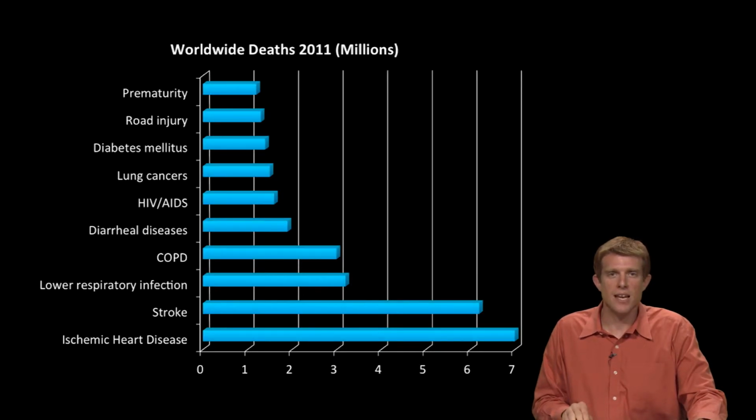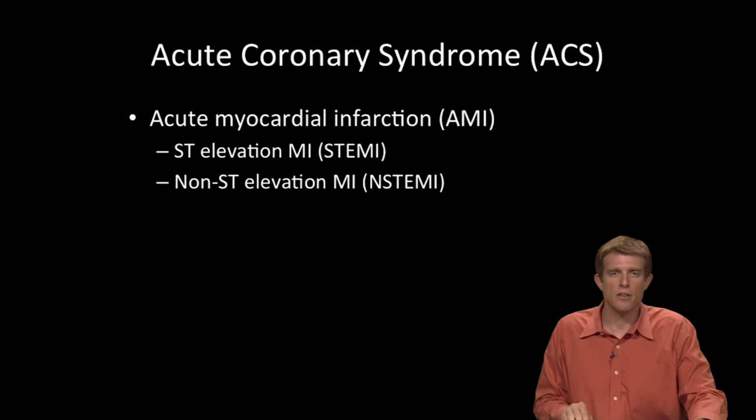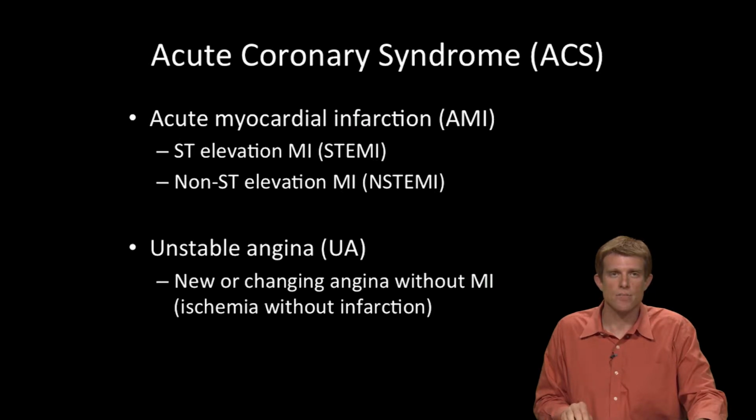We know that when we see any chest pain patient, we need to be concerned about ischemic heart disease, the number one killer worldwide in both developed and developing nations. When we see a patient with chest pain, we think about acute coronary syndrome, which we divide into 2 categories: acute myocardial infarction or heart attack and unstable angina.